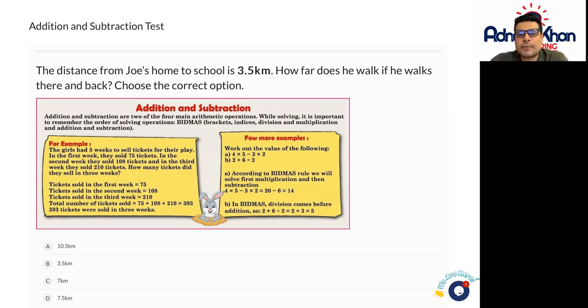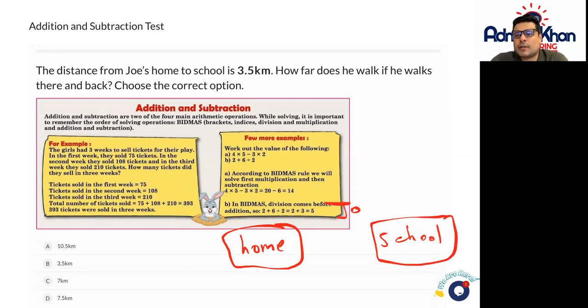So this is Joe, that's his home, and that's the school. Joe's there in the middle. So from home to school is 3.5 kilometers. And then from school back home, obviously he has to get back home, is another 3.5 kilometers.